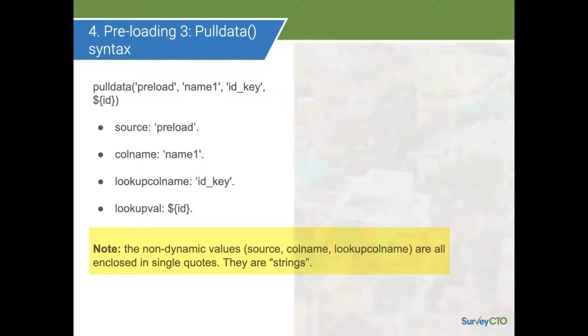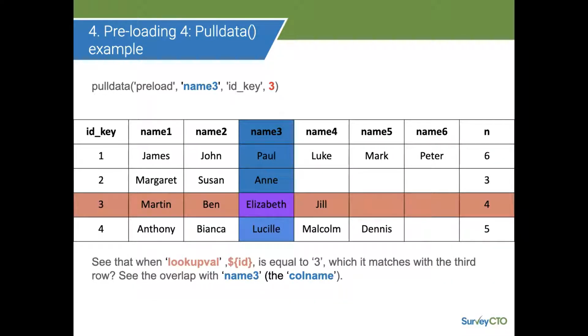Note that non-dynamic arguments or parameters in the pull data syntax are enclosed in single quotes. This signifies that they are strings. So that'll become relevant just now in our discussion.